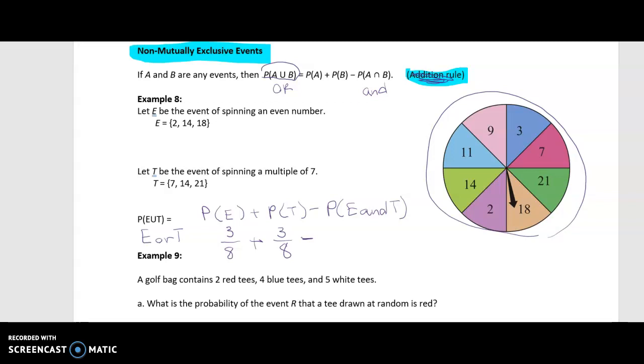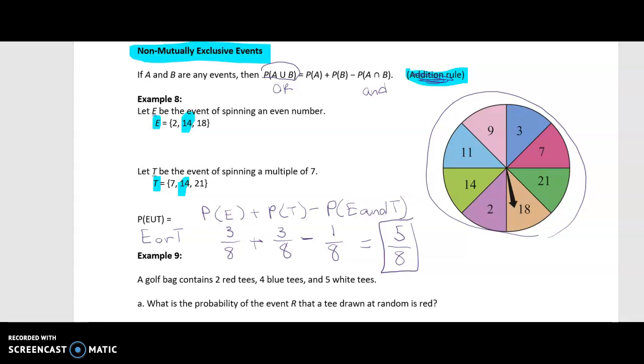Well, looking at E and T, there is one number that is both even and a multiple of 7, the number 14. So we're going to subtract 1/8, and we'll get 3/8 plus 3/8 is 6/8, minus 1/8 gives us 5/8. The probability of spinning a number that is even or a multiple of 7 is 5/8.